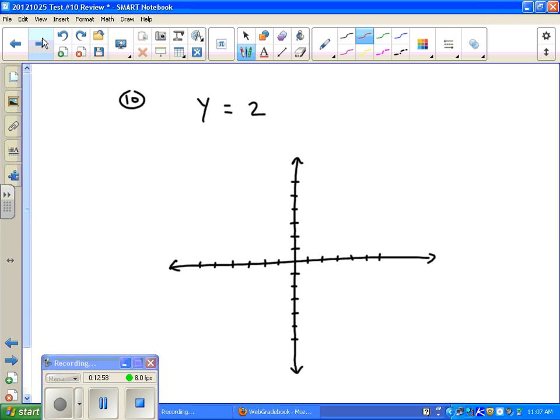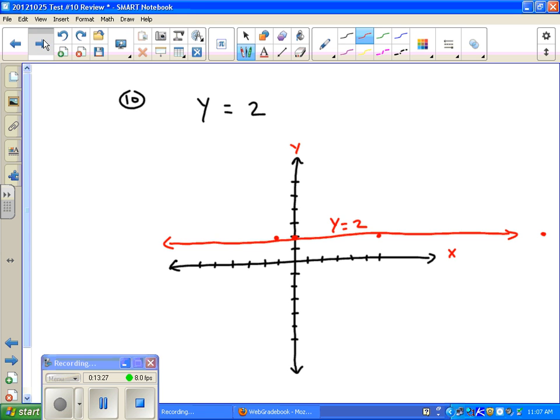Number 10 is y equals 2. Remember, this is your x-axis and this is your y. Y's value is 2. That means if you graphed it here, it would be 2. If you graphed it here, it would be 2. Anywhere you graph it, it's going to be 2. So what you create, and I'm going to have trouble drawing a straight line, but what you create is a horizontal line that y equals 2.